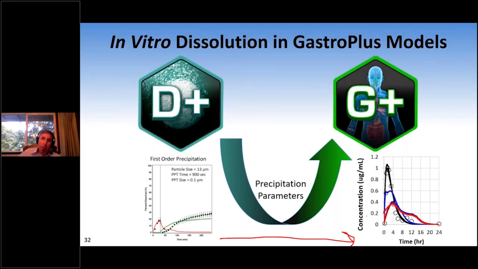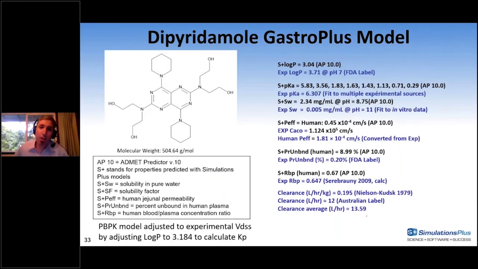So the first model is dipyridamole. Again, I'm not going to talk much about the parameters. We have experimental parameters for pretty much every input in the model. It's a lipophilic molecule, log P greater than 3. We have a basic pKa that comes from experimental data of 6.3. It's low solubility, high permeability, your basic class 2 molecule. Again, experimental data for protein binding, blood to plasma concentration ratio, and we had an experimental clearance value from the IV formulation from the Australian label, and we had clearance data from the Nielsen paper in 1979 that we averaged together to get an overall clearance for dipyridamole.